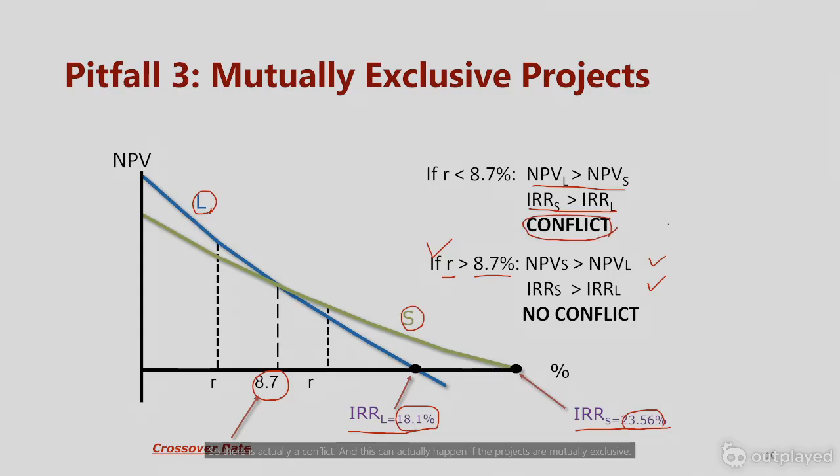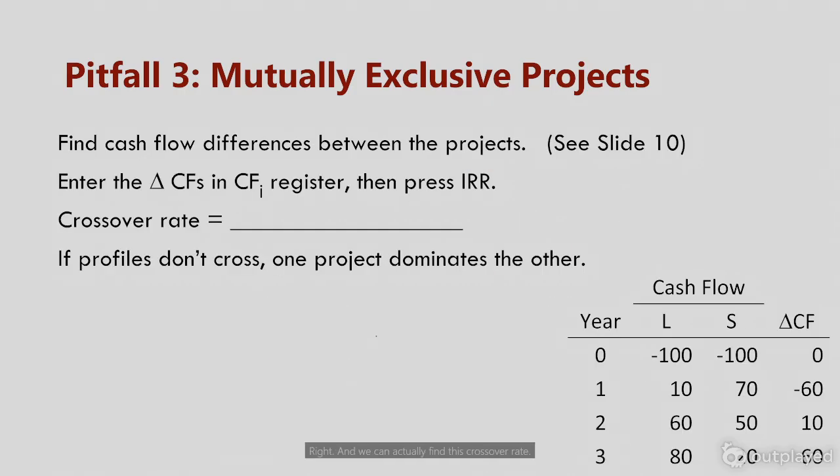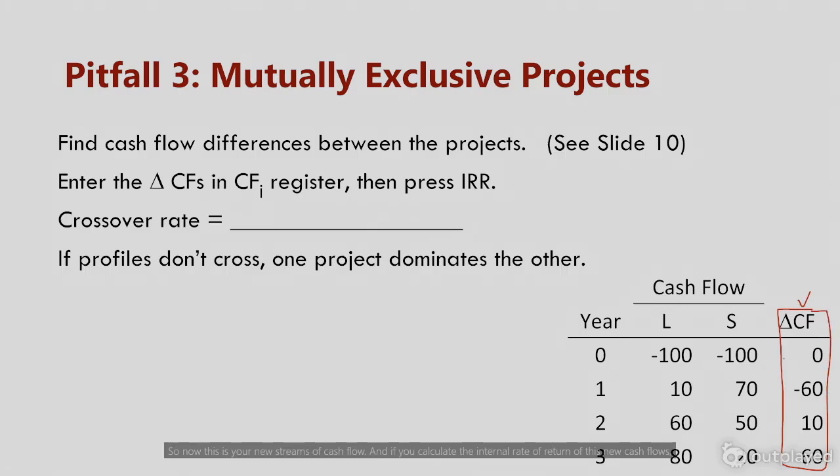And this can happen if the projects are mutually exclusive. Now, one of the keywords is this crossover rate, and we can find it by doing this. You take the difference between the cash flows of project L and S. This is your new stream of cash flows. If you calculate the internal rate of return of these new cash flows, that should give you this 8.68%, which we call the crossover rate.